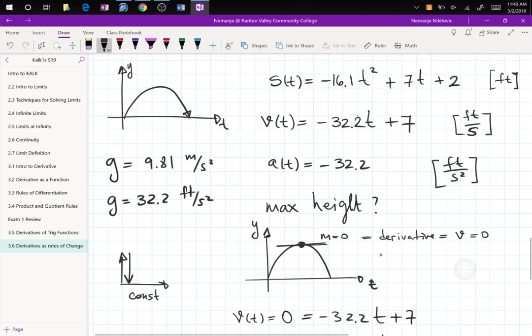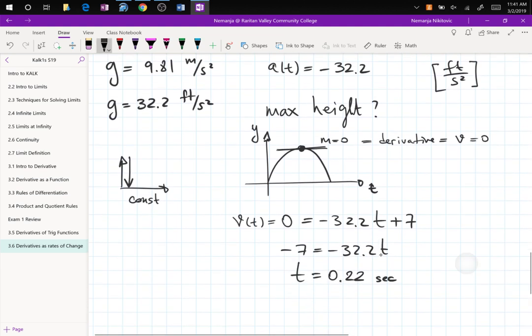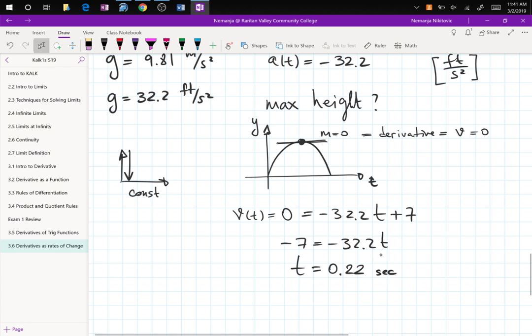So now we have the path function, let's say me throwing a marker, which is actually bad because I'm tossing it from the 2 feet height, so it's gonna be one from the bottom, right? And we took the derivative to get the velocity, took the derivative to get the acceleration function, and now we set velocity equal to 0 to come up with a time at which we have the maximum height.